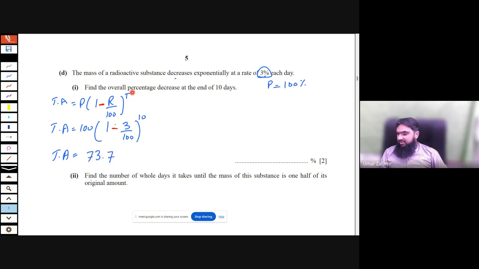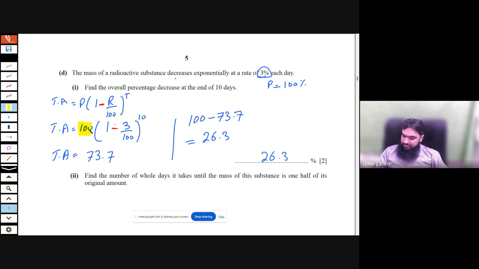73.7. But he is asking you about the percentage that is decreased. This is the value that you still have. You have to find the decrease, so just subtract it from 100%, 100 minus 73.7. Yes, that will be 26.3% decrease. So overall, the decrease after 10 days is 26.3%.